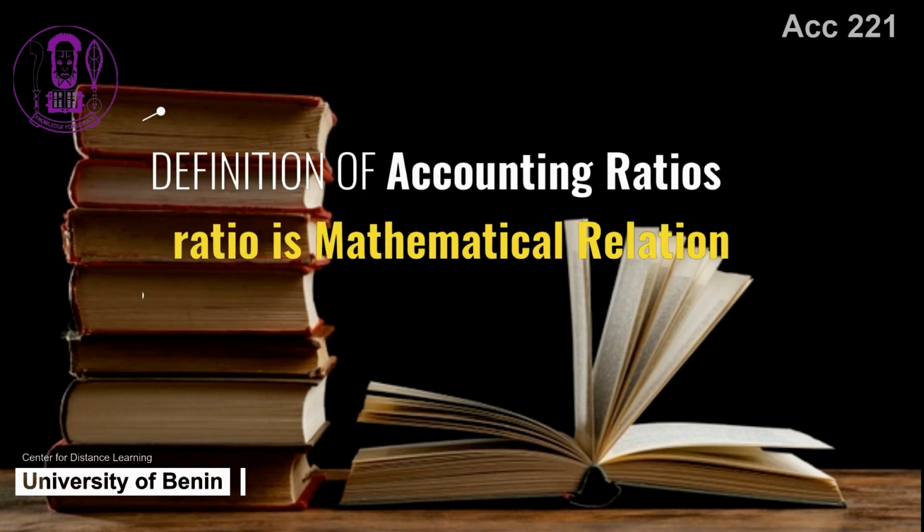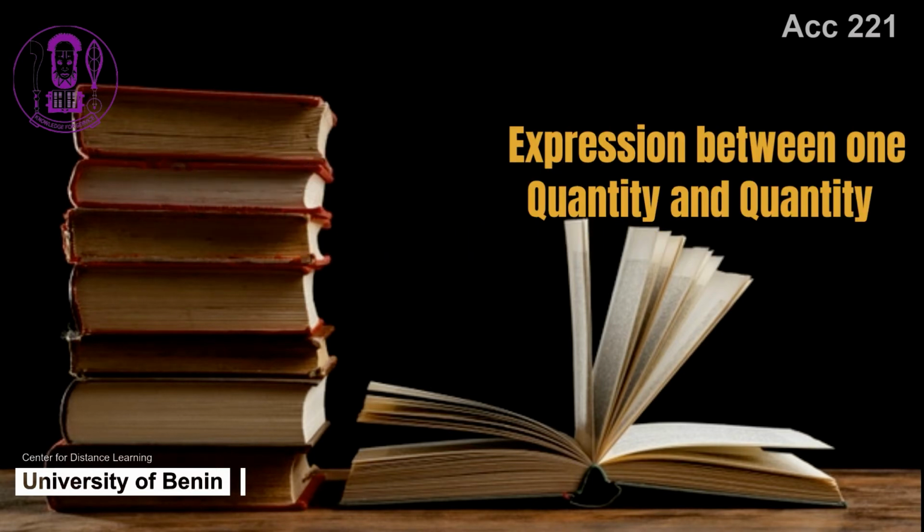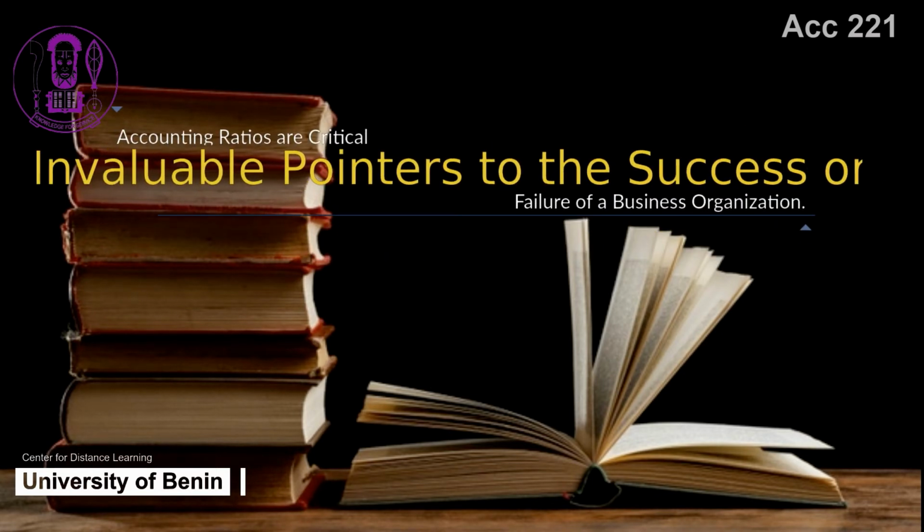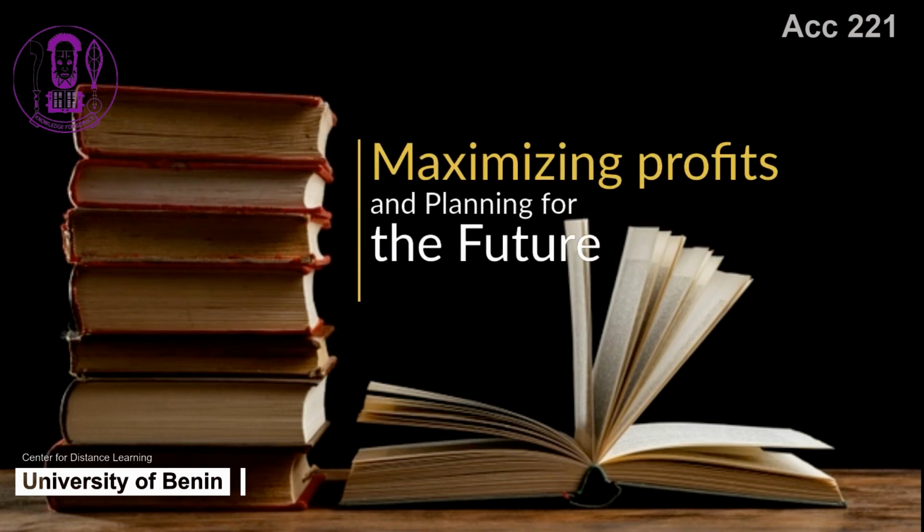Definition of accounting ratios. A ratio is a mathematical relation, or expression between one quantity and another quantity. Accounting ratios are critical, invaluable pointers to the success or failure of a business organization. Though used by analysts in evaluating an organization, they are primarily used by higher levels of management who are responsible for maximizing profits and planning for the future. It should however be emphasized at this point that ratios generally are only a guide and cannot form the basis of definitive statements.